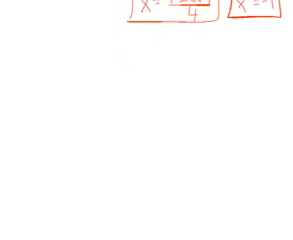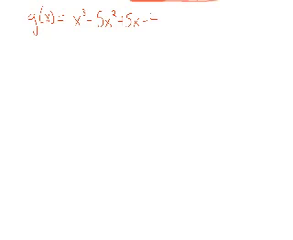Next, I want you guys to try to work on this problem. So we have g of x is equal to x cubed minus 5x squared plus 5x minus 4. I want you guys to go ahead and work on that. Press pause for right now. Get as far as you can. Try to find the solutions. And then press play when you're ready to get the correct answer.